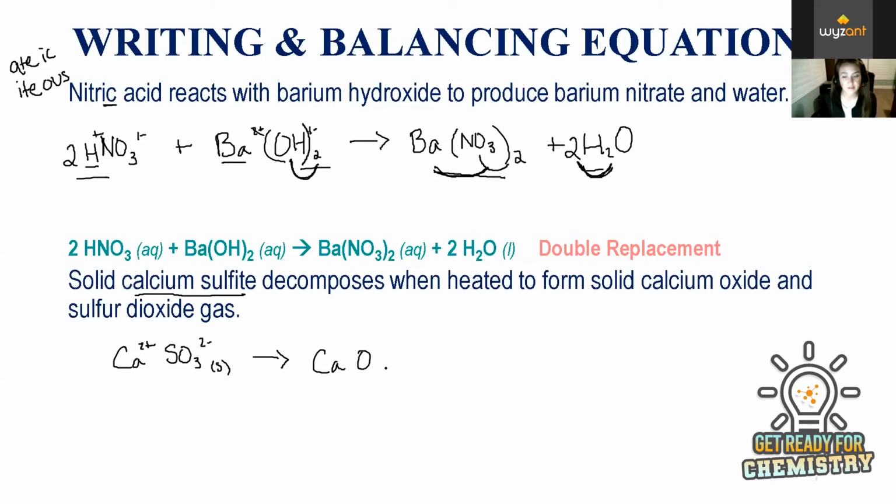So I'm just going to leave it as CaO because they work in a 1-to-1 ratio. And then sulfur dioxide gas. This is the first covalent compound that we've encountered. Covalent means non-metal, non-metal. So sulfur and oxygen are both non-metals.